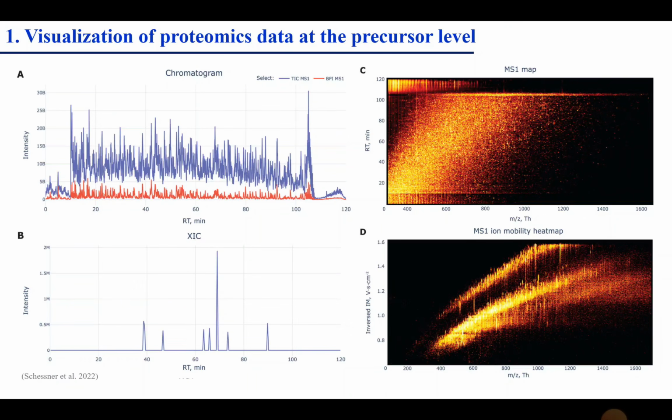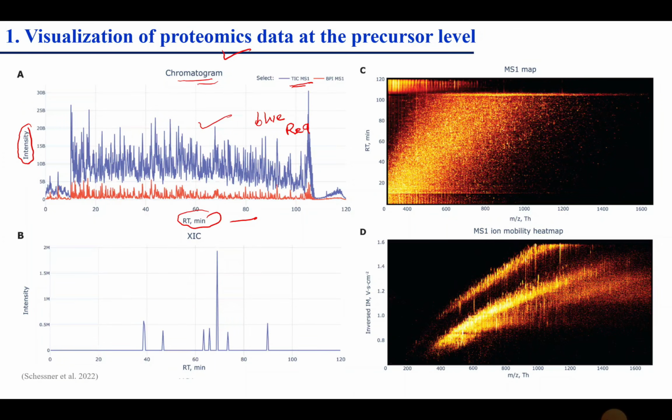So here is the first visualization of proteomics data. As we know, whenever we feed the peptides through this mass spectrometer, we get the data in the form of a chromatogram. If we look carefully at the chromatogram, we can see that a chromatogram usually has two axes. On the x-axis is retention time, and on the y-axis is intensity. Here is one curve in blue and another one in red.